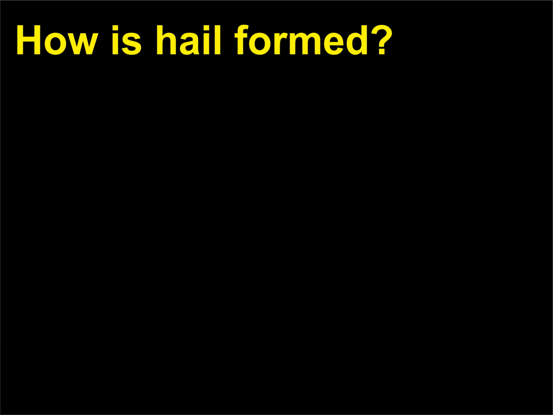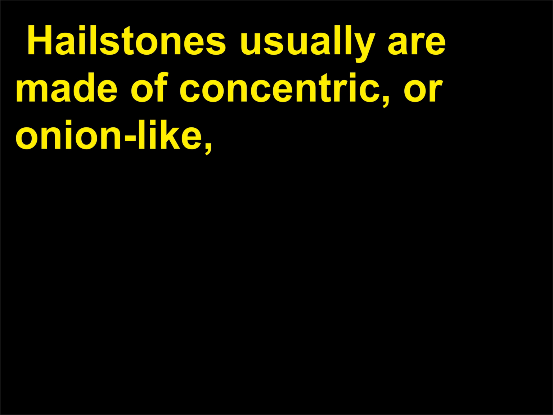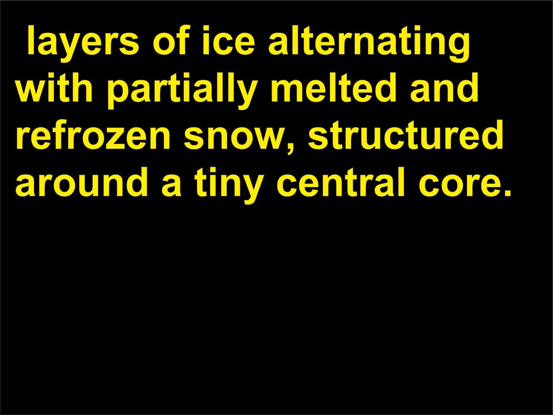How is hail formed? Hail is precipitation consisting of balls of ice. Hailstones usually are made of concentric, or onion-like, layers of ice alternating with partially melted and refrozen snow, structured around a tiny central core.